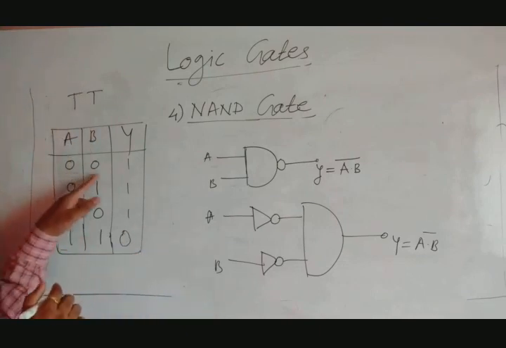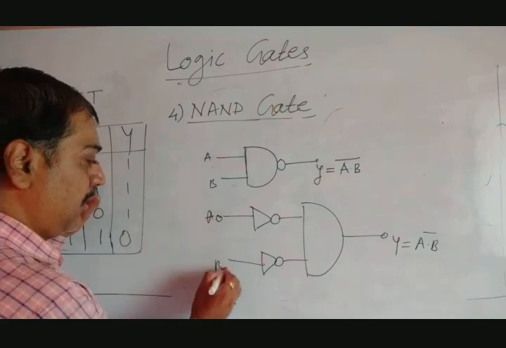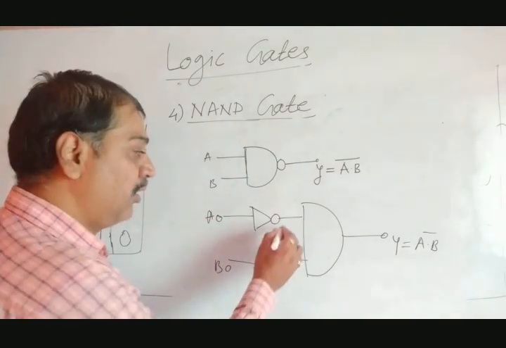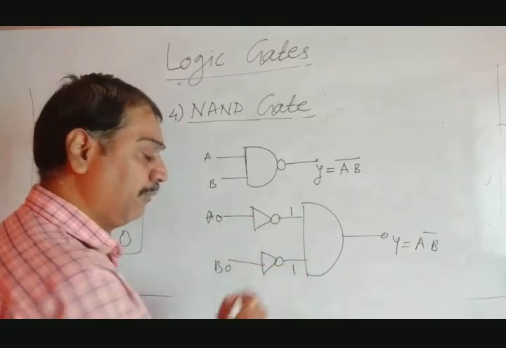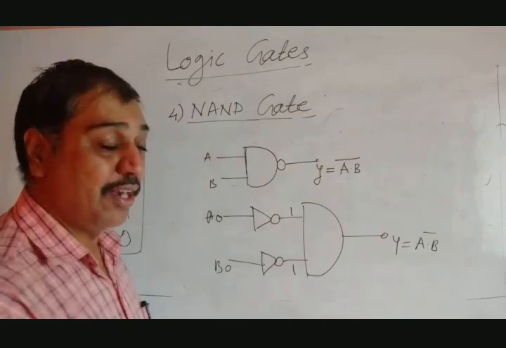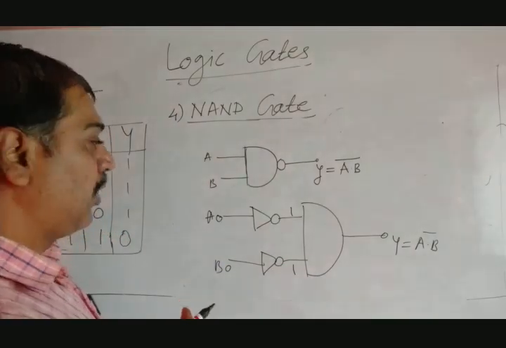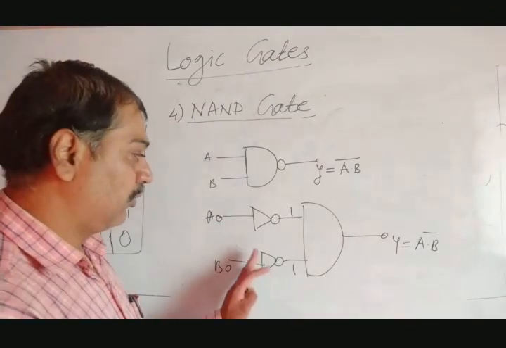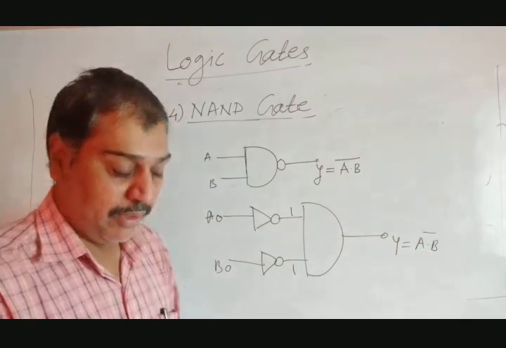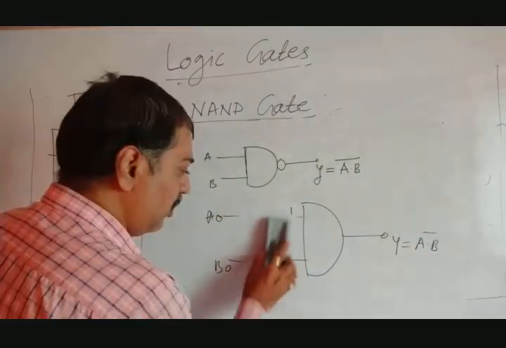Let us suppose A is 0, B is 0. This is 0, this is 0. It is an inverter. Inverter means what? Opposite. So we get 1, 1. What is the property of AND gate? For 1, 1, it will give 1. No, something is wrong. So we should not apply the inversion here. We should apply the inversion outside.